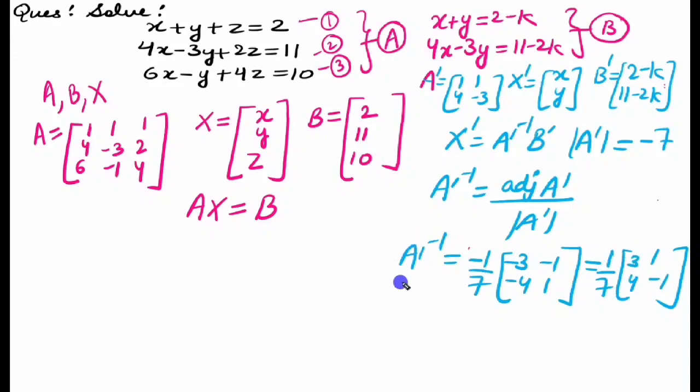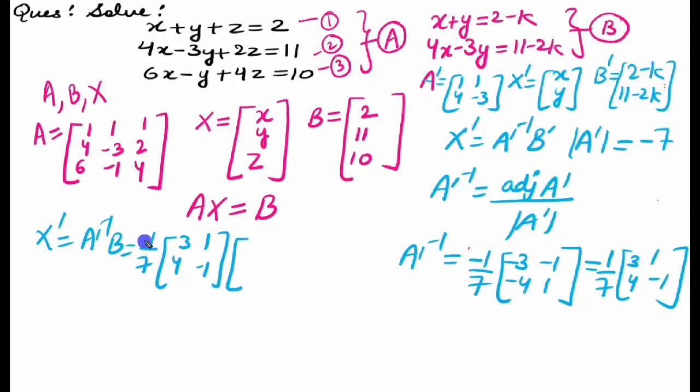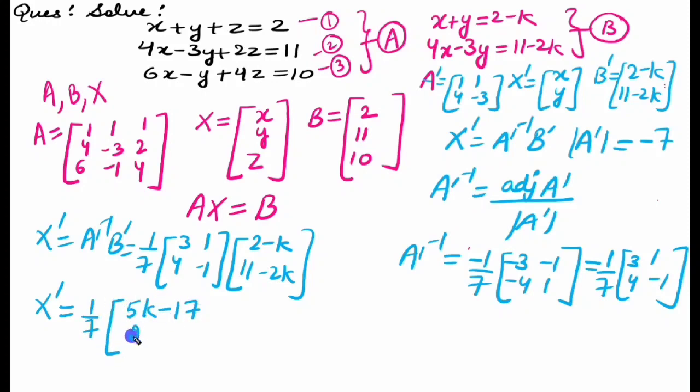Now after we have found out the inverse of A dash matrix, the matrix x dash would become A dash inverse into B. This means 1 by 7 into 3, 1, 4, minus 1. This will be multiplied by the matrix B dash. B dash matrix is this: 2 minus k, 11 minus 2k. Now we just have to multiply these matrices and divide it by 7. So after simply multiplying these matrices, we will be getting x dash here as 1 by 7 into 5k minus 17, and this would be 2k plus 3.